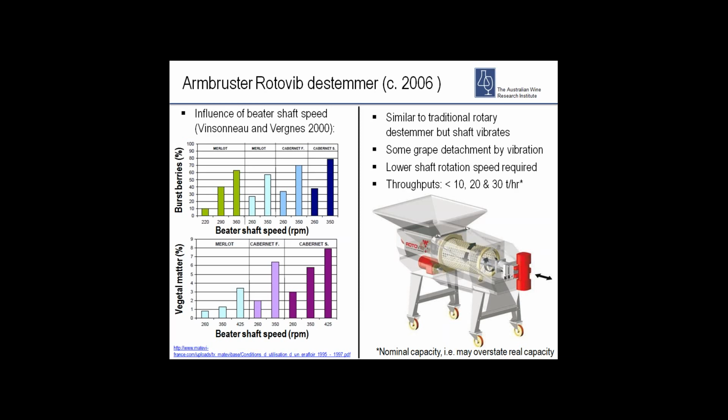So I guess in around 2006, Armbruster introduced a rotary destemmer where the beater shaft actually vibrates, and by adding this vibrating motion to aid berry detachment, they were able to operate the beater shaft at a lower speed than needed for standard rotary destemmers. So that was a modification to existing rotary destemmers to try and make them more gentle.